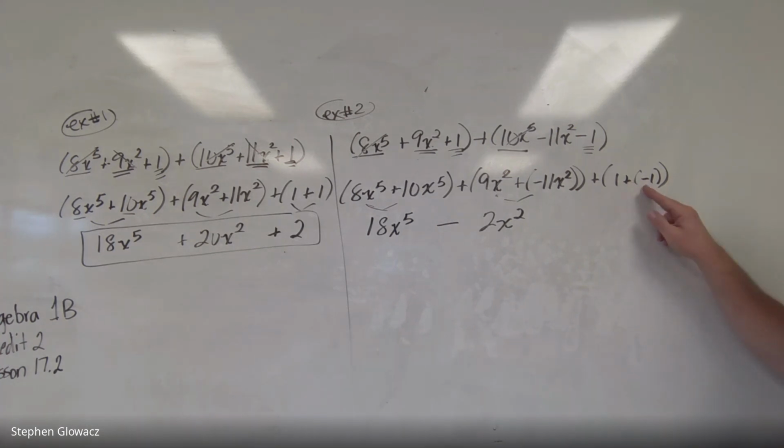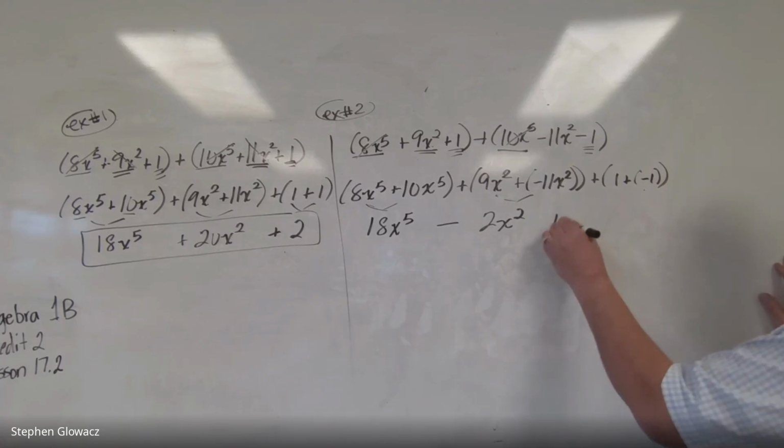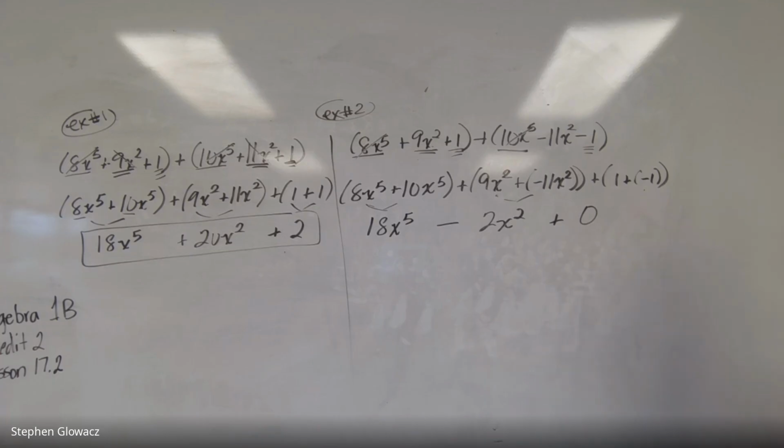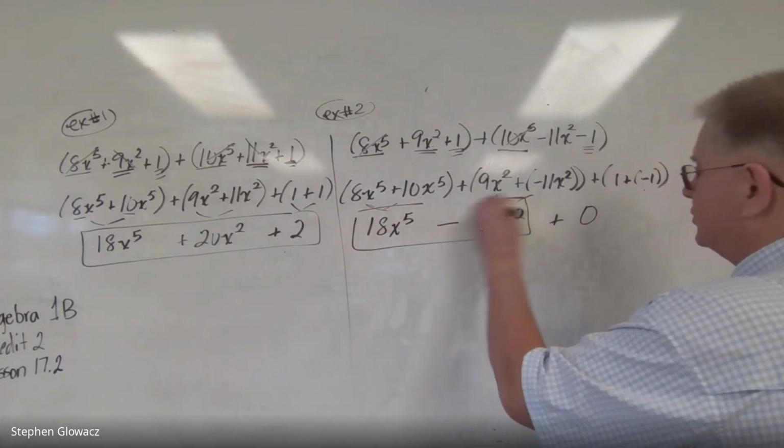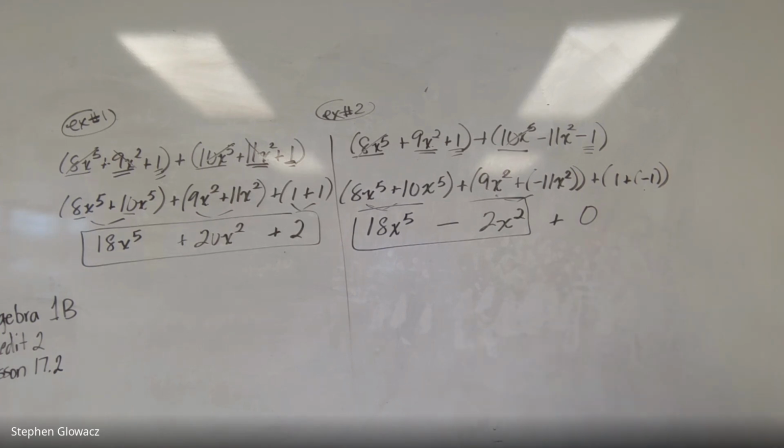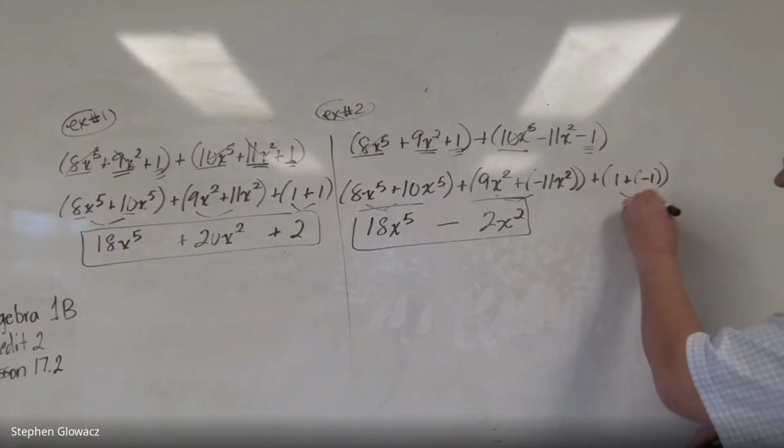Finally, with our constant terms, again, the signs are different, a positive and a negative. So we subtract. But 1 minus 1 is 0. And so we just have a 0 here. And of course, we'd just say plus 0. But remember, 0 is neither positive nor negative. It's just 0. So we have 18x to the fifth minus 2x squared plus 0. But when we have 0 for either a coefficient or a constant term, we do not need to write that. And so our final answer here would just be 18x to the fifth minus 2x squared. And so that's how you would do number 2.